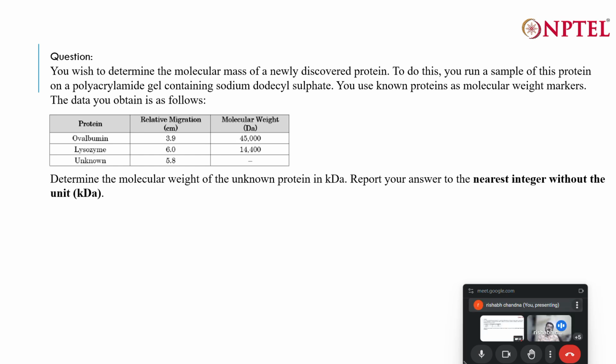You wish to determine the molecular mass of a newly discovered protein. To do this, you run a sample of this protein on a polyacrylamide gel containing SDS. You use known proteins as molecular weight markers. The data you obtain is as follows. So we have the relative migration and the molecular weight of the protein. Determine the molecular weight of the unknown protein in kilodalton. Report your answer to the nearest integer without the unit. So what can be the correct answer?